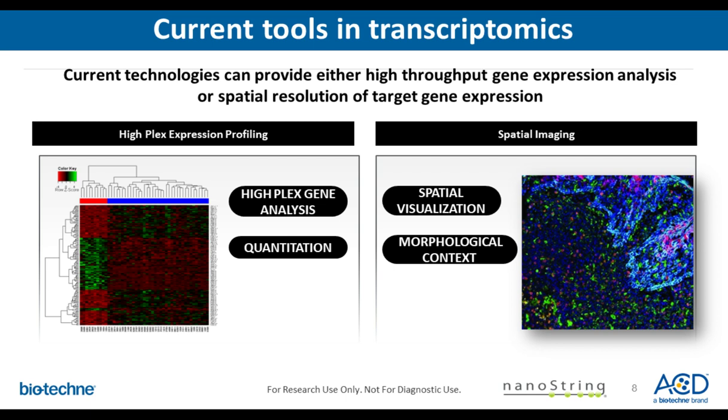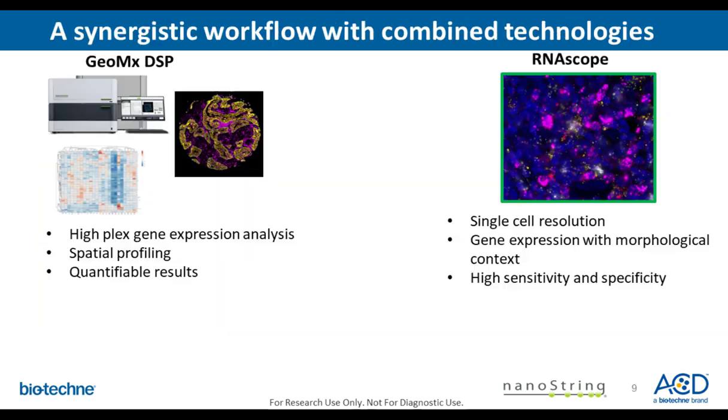On the left side, there are technologies such as NanoString for very quantitative, high-plex bulk gene expression assays. And then on the right side, there are very good technologies for spatial imaging. You get great visualization, and importantly, you retain the morphological context of the tissue.